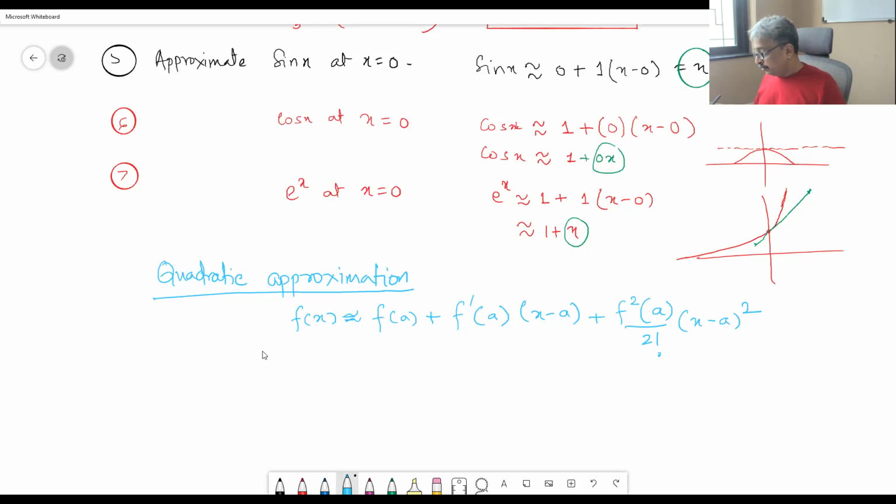So let us do it for the basic functions first. And then we have some advanced functions also. So basic function first, quadratic approximation. Let us do it of log 1 plus x. What is the quadratic approximation of log 1 plus x? Tell me.